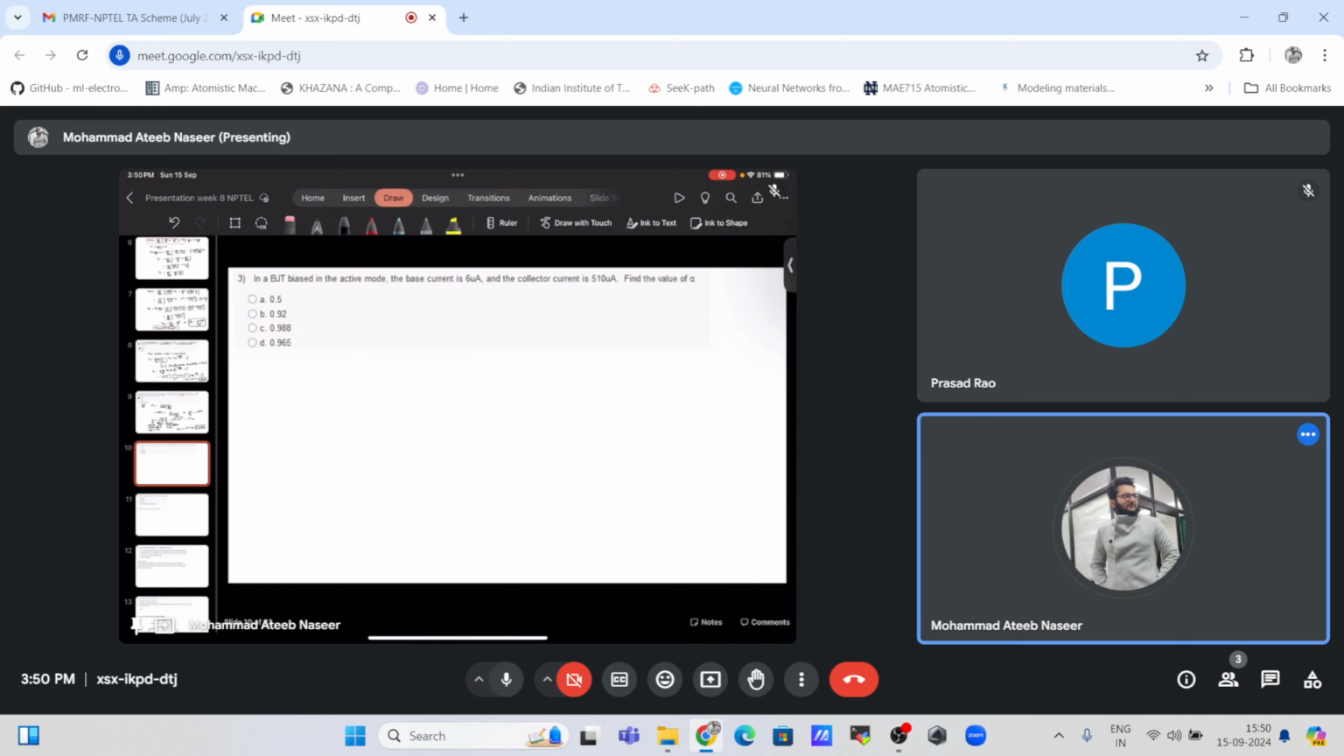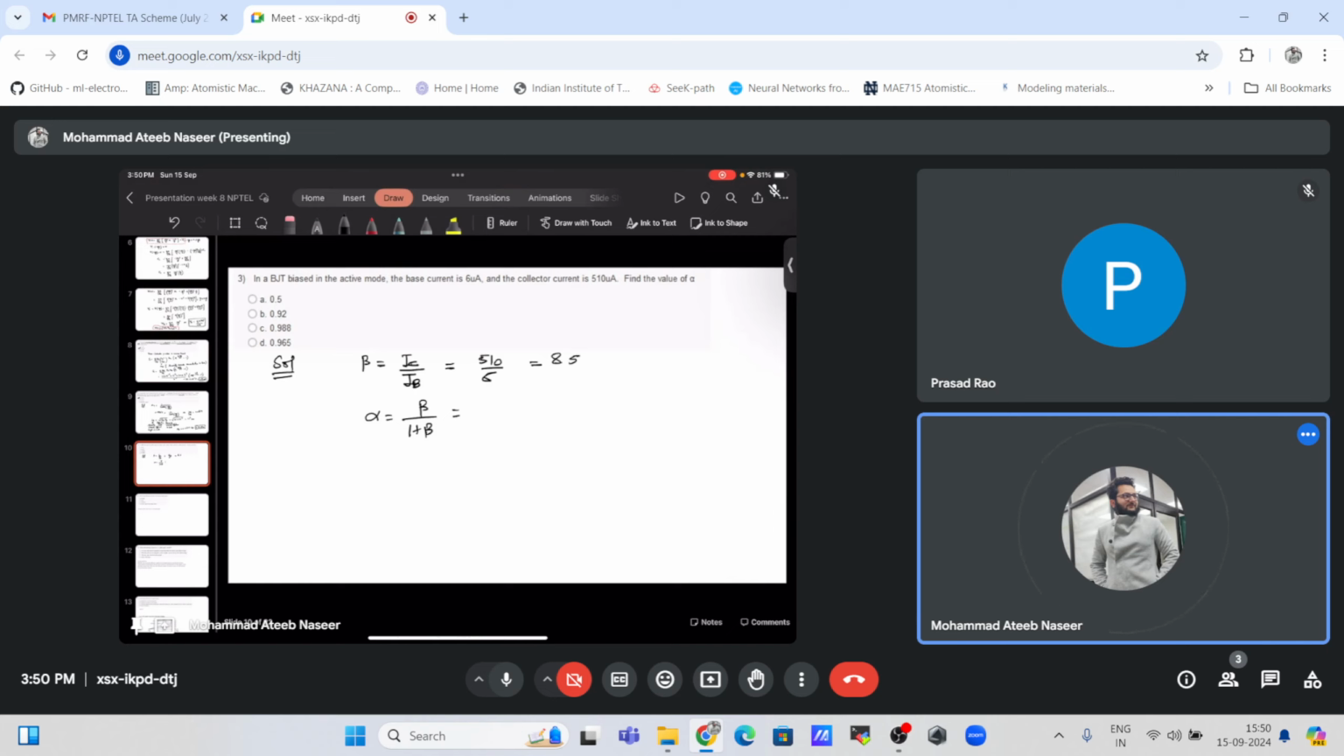Okay, we have to find the value of alpha, but we know the beta value, which is the ratio of the collector and the base current. Beta times IB is IC, or IC by IB is beta, and it will simply be 510 divided by 6. It will be 85. And we know alpha is simply beta divided by 1 plus beta.